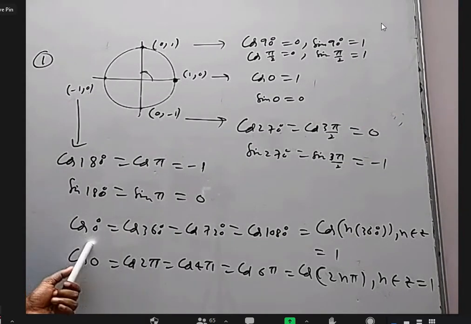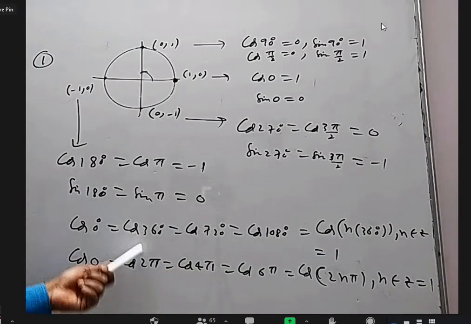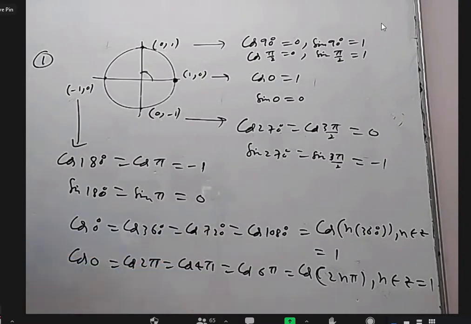So in terms of degrees, you take any multiple of 360, even negative. You take cos minus 360, minus 720, they are all 1. Cos 0, cos 2 pi, 4 pi, 6 pi, even you can take cos minus 2 pi, minus 4 pi, also same. All of them are 1.